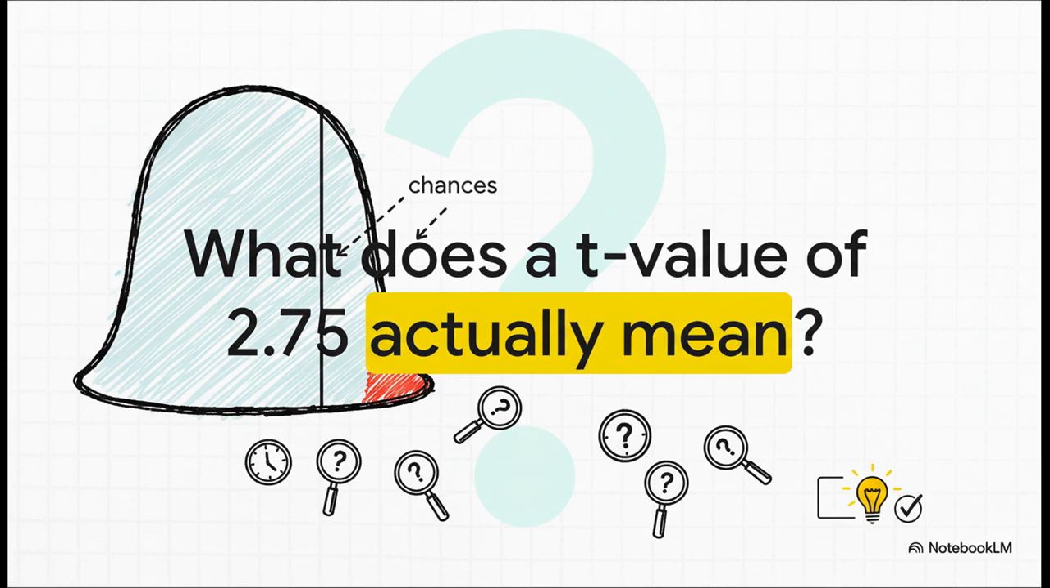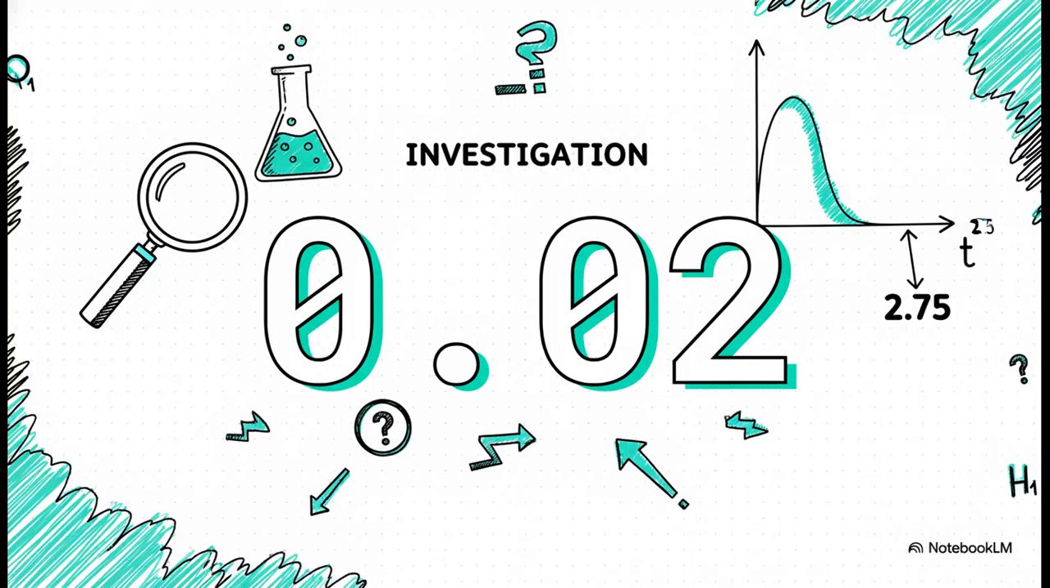A t-value of 2.75 by itself doesn't really mean much to us, does it? What we really need to know is the probability behind it. In other words, what are the odds of getting a signal this strong if the tutorial really did nothing at all? To figure that out, we need to translate our t-value into something called a p-value. And here it is. The p-value that corresponds to our t-value is 0.02. This little number is the key that unlocks the entire mystery.